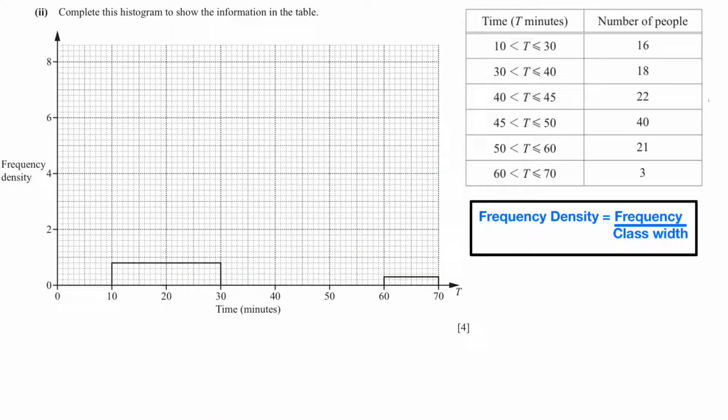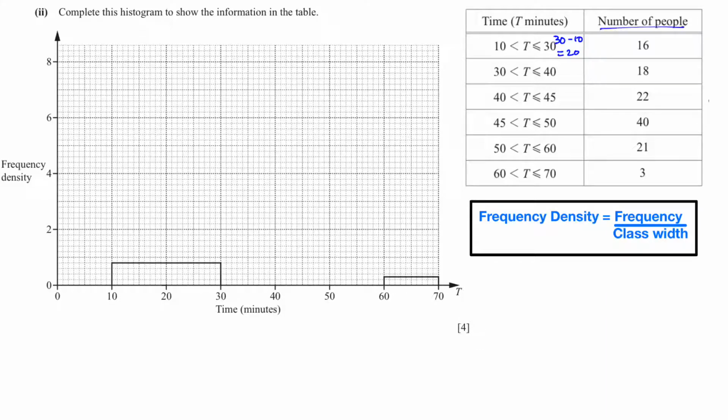To draw the histogram, you need to find frequency density. Frequency density is equal to frequency over class width. To find class width, we subtract 30 minus 10, the higher value minus the lower value. So that will give you 20.